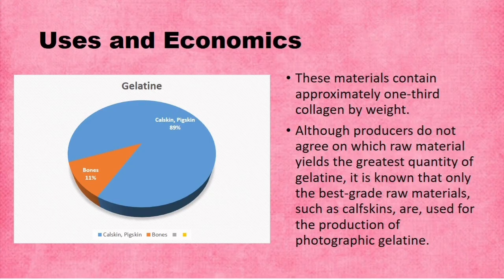All three types of gelatin, edible, inedible and photographic, are made from calfskin, pigskin, or animal bones. These materials contain approximately 1/3 collagen by weight. Although producers do not agree on which raw material yields the greatest quantity of gelatin, it is known that only the best grade raw materials, such as calfskins, are used for the production of photographic gelatin.